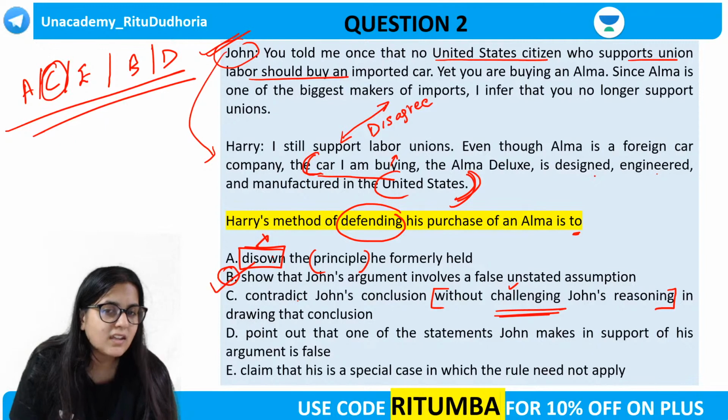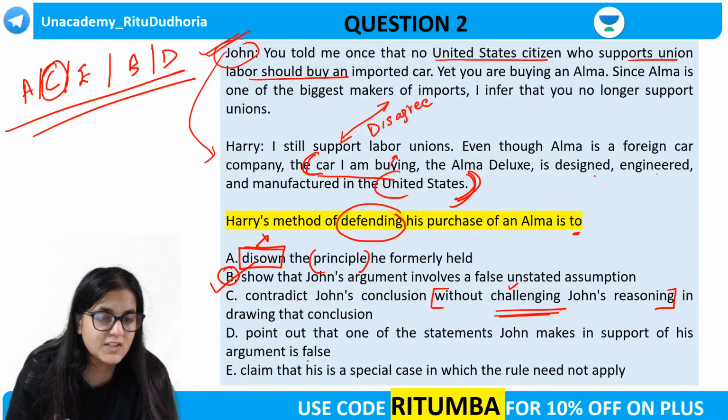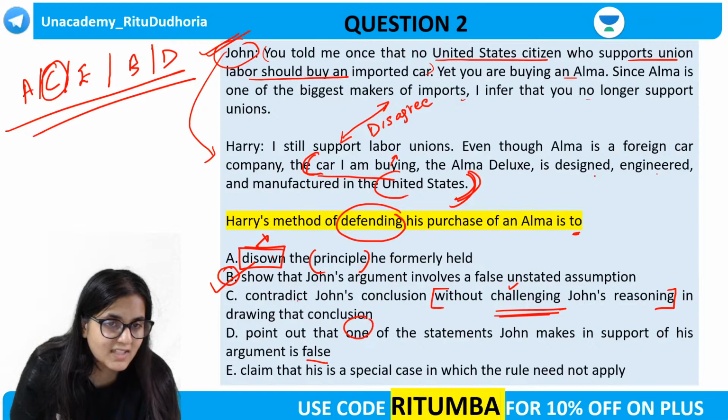Majority went with C. Point out that one of the statements John makes in support of his argument is false. Let's see which is false. You told me this statement is not false. You're buying an Alma is not false. Alma is the biggest maker of imports is not false. I infer that you no longer support unions. Is he saying one of the statements that you're making is false?